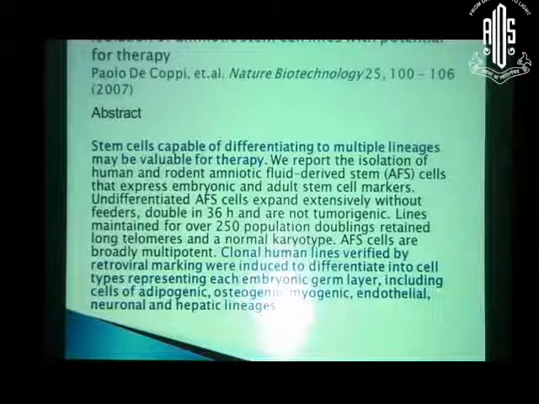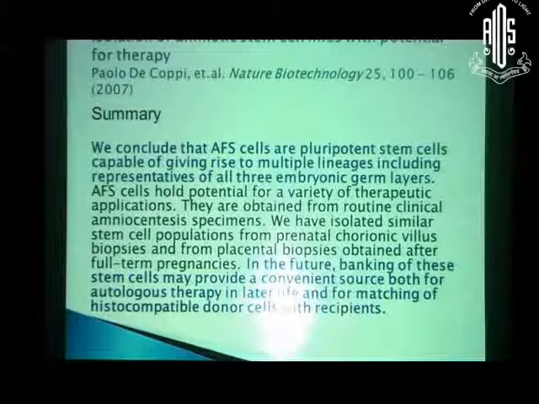This is isolation of amniotic stem cell lines with potential for therapy. And it talks about, in the abstract, stem cells are capable of differentiating into multiple lineages, and that cloning human lines, verified retroviral markings, etc., etc. This is what they set out to do. And in the summary, they conclude that, yes, it can be done. And in the summary, it makes a statement, I guess it's okay.